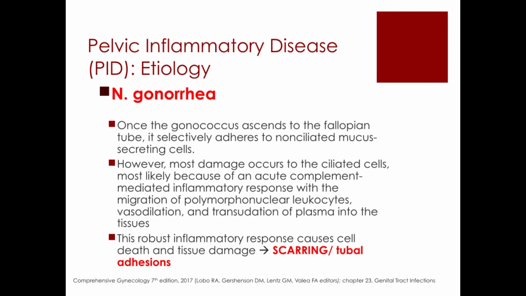Let's first tackle Neisseria gonorrhea. Once the gonococcus ascends to the fallopian tube, it selectively adheres to the non-ciliated mucosecreting cells. However, most damage occurs to the ciliated cells, most likely because of an acute complement-mediated inflammatory response with the migration of polymorphonuclear leukocytes, vasodilation, and transudation of plasma into the tissues. This robust inflammatory response causes cell death and tissue damage, leading to scarring and tubal adhesions.